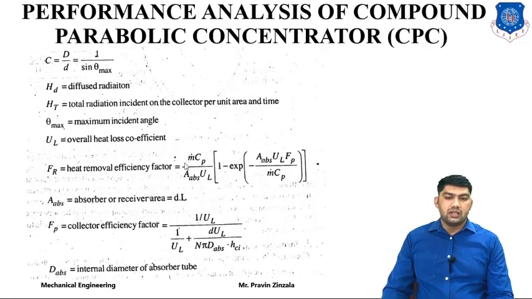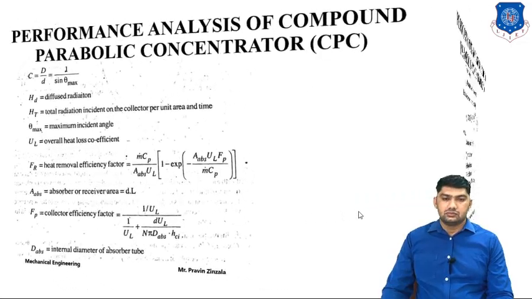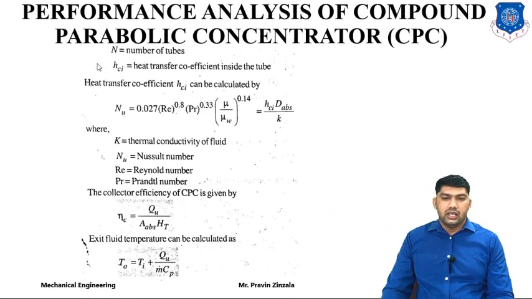So you have to also remember the heat removal efficiency factor for the CPC, or compound parabolic concentrator, collector. It also depends on mass flow rate, specific heat, area, overall heat loss coefficient, and collector efficiency factor. N is equal to the number of tubes, and hCI is equal to the heat transfer coefficient inside the tube. The heat transfer coefficient hCI can also be calculated by a different equation. This is also a heat conduction and convection combination equation.